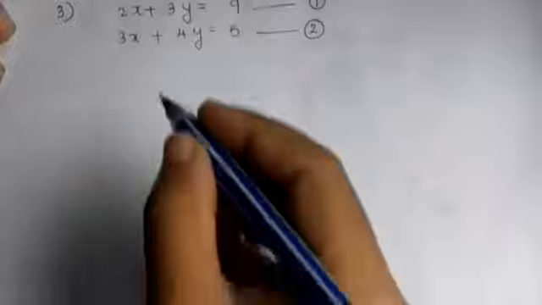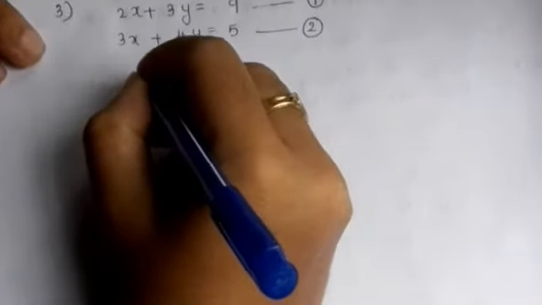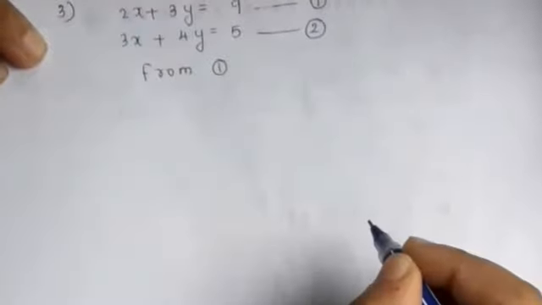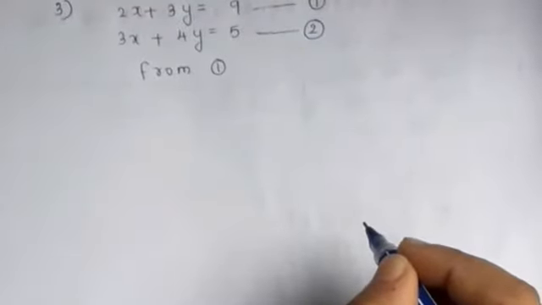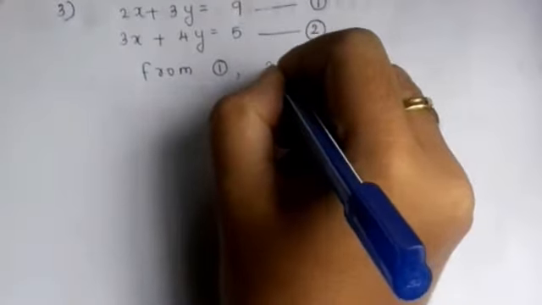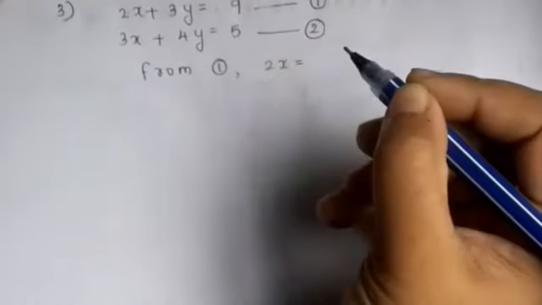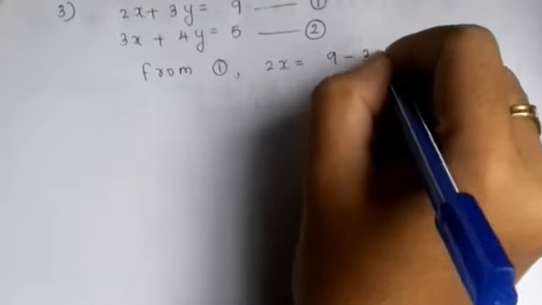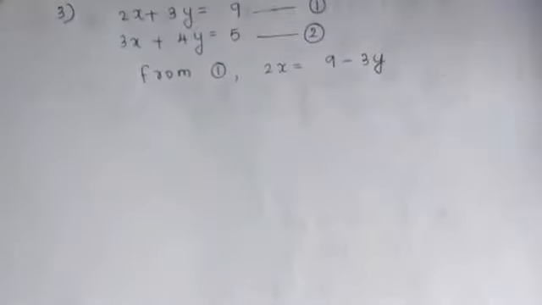So any one you have to select. Anyway, I am selecting equation number 1. From equation number 1, can you write directly x is equal to or y is equal to? No. So from equation number 1, I am writing 2x. 2x is equal to, what is that? 2x is equal to 9 minus 3y.